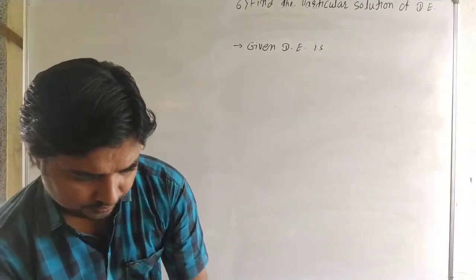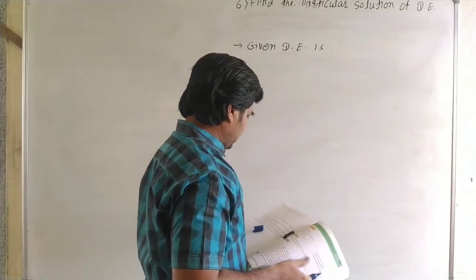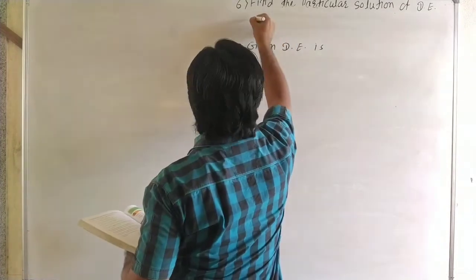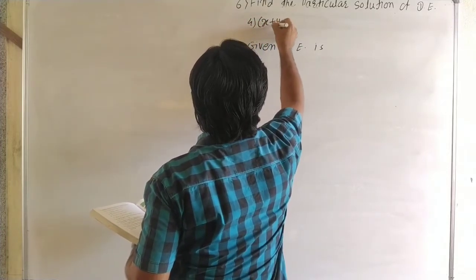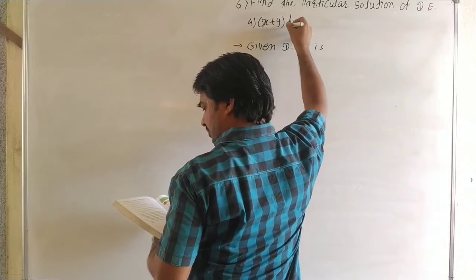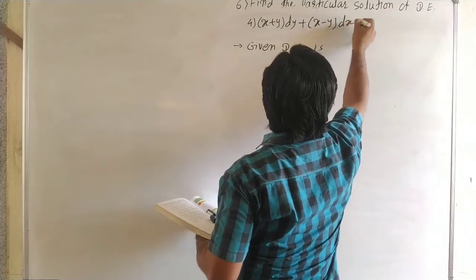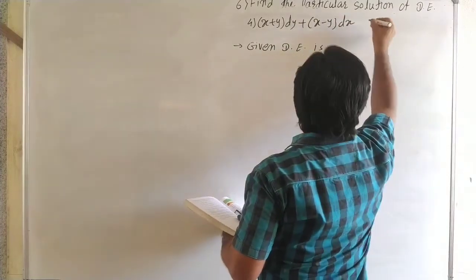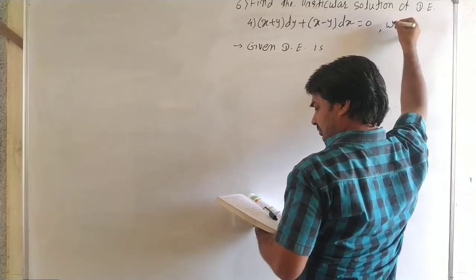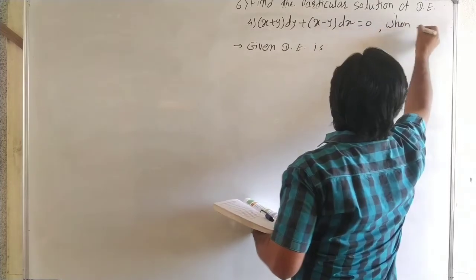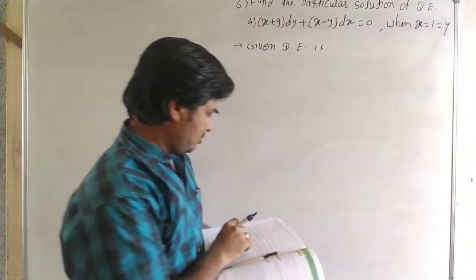Next example. Example number 4: x plus y dy plus x minus y dx is equal to 0, when x equal to 1 equal to y, that means the values of x and y are 1.